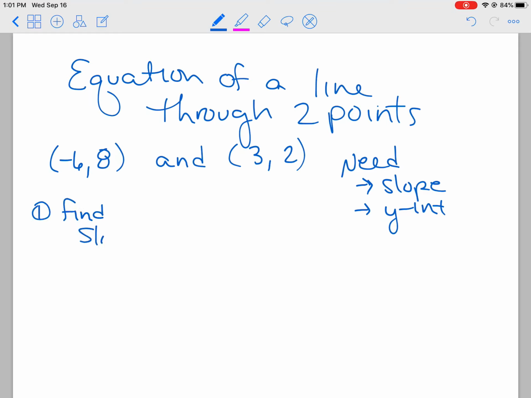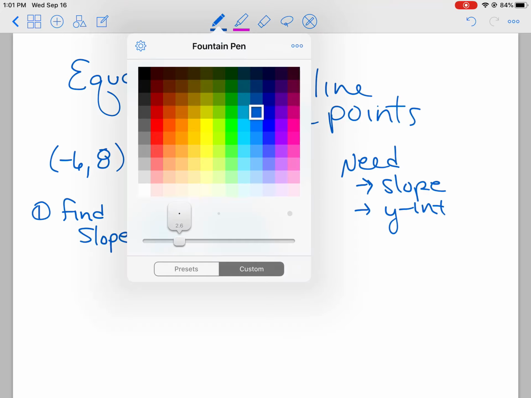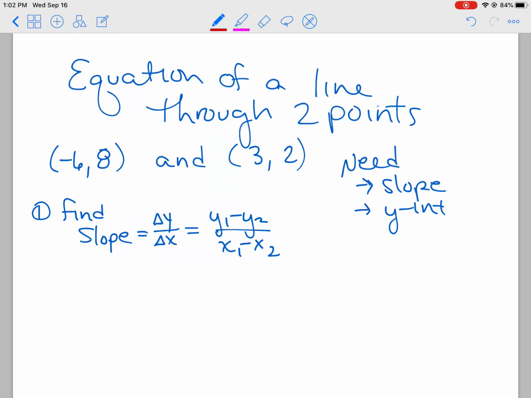Remember, slope is the change in y over the change in x, and that change in y over change in x can also be y1 minus y2 over x1 minus x2. And to decide which one is y1 and y2, it's which is in the first point and which one's in the second point. So I'm going to start by marking my points.